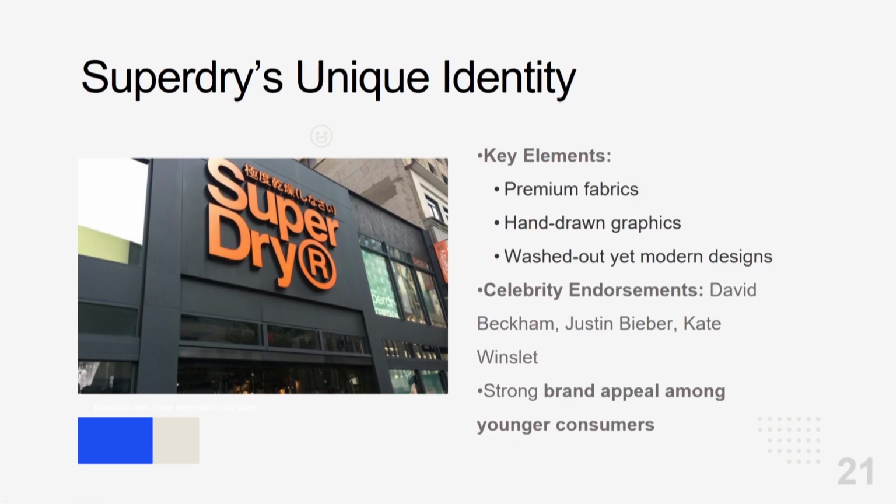Now, what did Superdry do? They defined the unique identity very, very clearly. They took up key elements. They said we will work only with premium fabrics, hand-drawn graphics, and washed out yet modern designs to make them look vintage. Here, they also used celebrity endorsements to the best of their abilities. They got David Beckham, Justin Bieber, Kate Winslet, and such like to showcase the kind of influencers who pushed their product forward. It finally created a strong brand appeal among younger consumers who were looking for that differentiated niche kind of offering, and so they thronged to Superdry's stores.